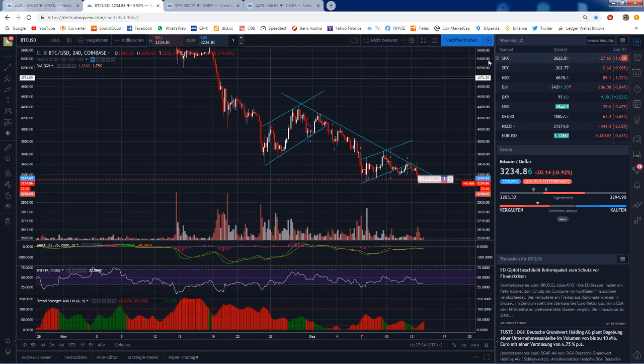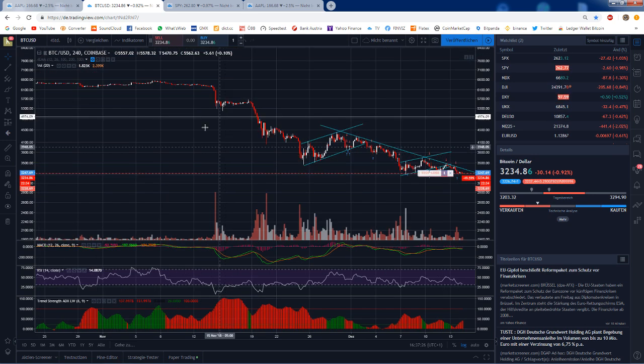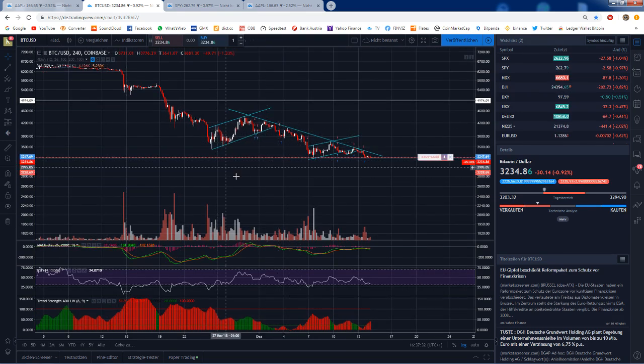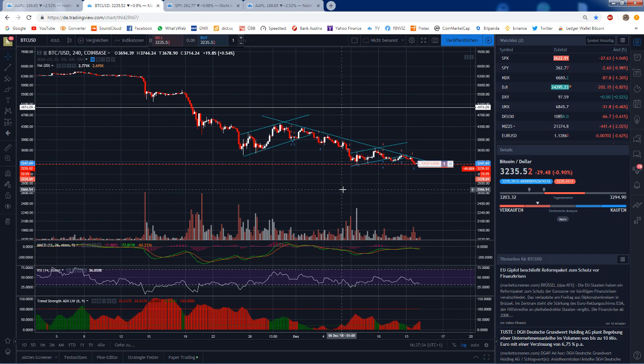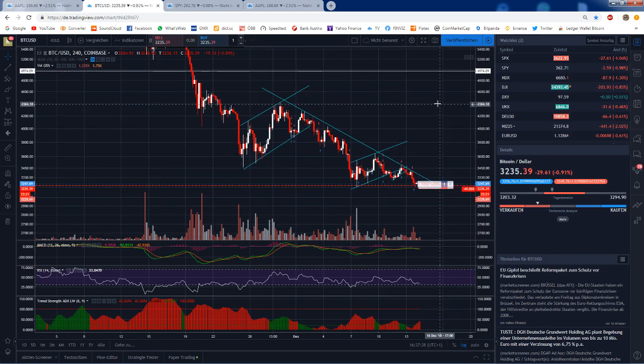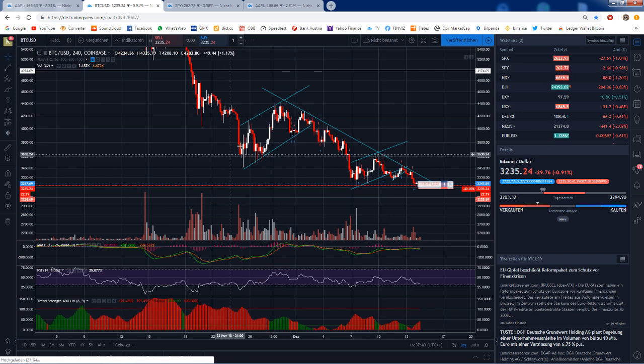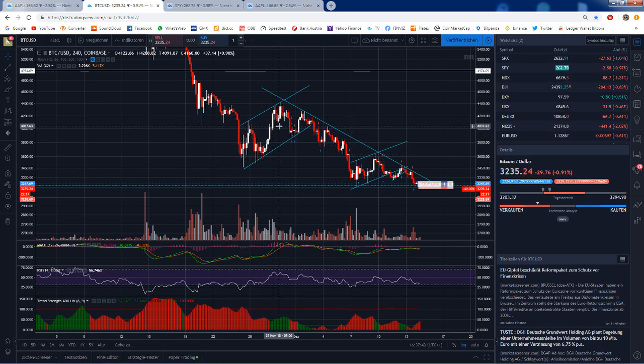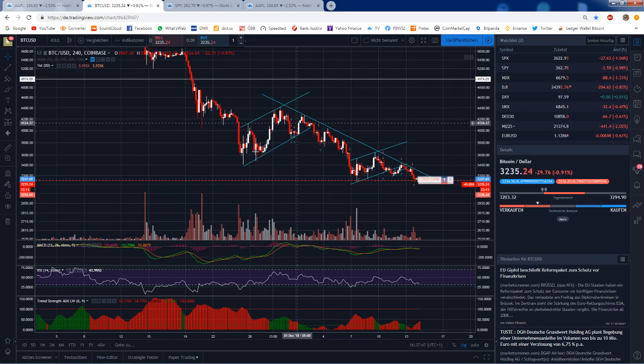Yeah, so this is the downtrend we've been seeing since 14th November, and it's been quite easy to trade, in my opinion, for a downtrend. We have seen very clear bear flags. As you can see, we had one right here.